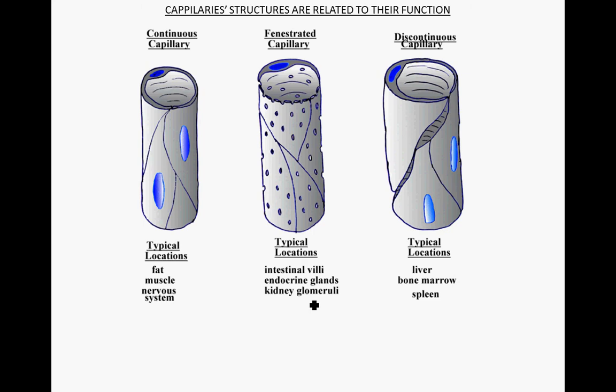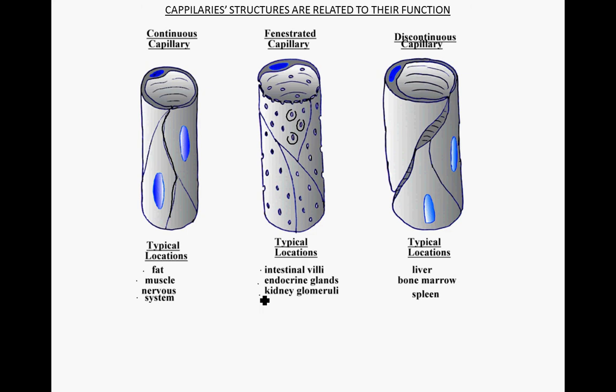So you have continuous capillaries where there's really kind of no gap between the endothelial cells. Here we see this in fat, muscle, and the nervous system. Fenestrated capillaries, the fenestration, you have little actually holes in the endothelial cells there. And so this is like a soda straw with holes just punched in it. We see these in the intestinal villi, endocrine glands, and the kidney.